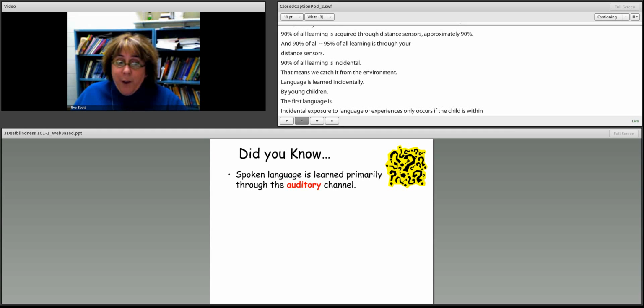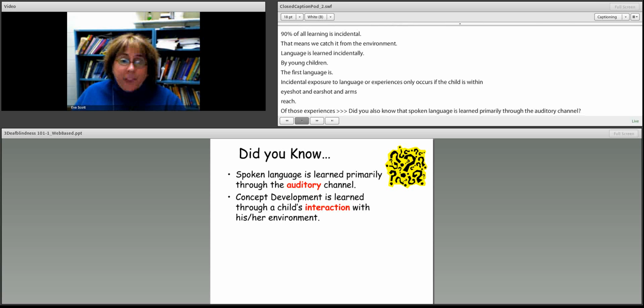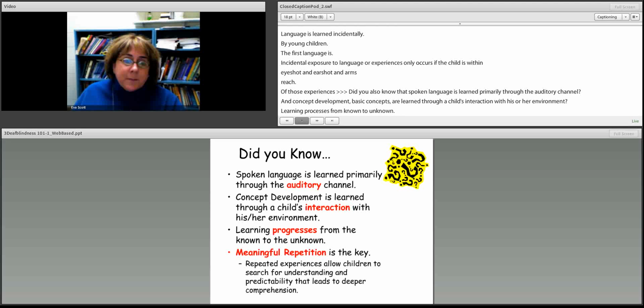Did you also know that spoken language is learned primarily through the auditory channel? And concept development, basic concepts, are learned through a child's interaction with his or her environment. Learning processes from known to unknown. So we always want to attach that which is familiar and known to the new and unknown that we're venturing towards.